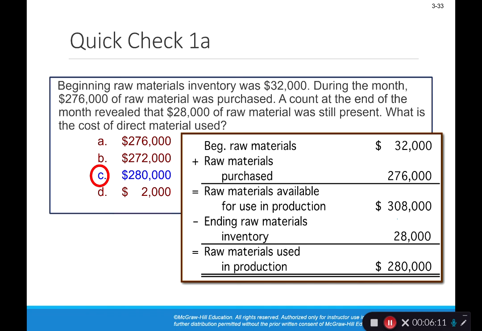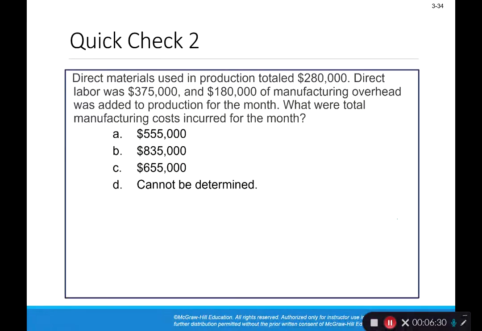Again, on practice problems, you may be given everything except for beginning raw materials, and you may have to solve backwards to get there. Again, it's a puzzle. You put in the numbers you know, and you solve for what you don't know. It shouldn't really matter which variable is unknown. You should be able to solve for any of them. Let's do another quick check. So take a minute, give it a pause.